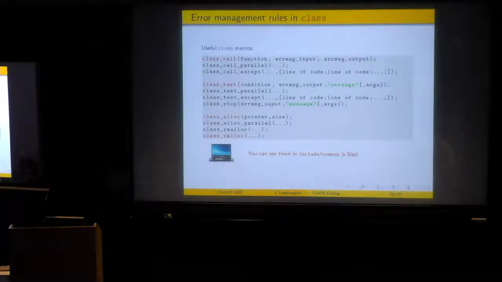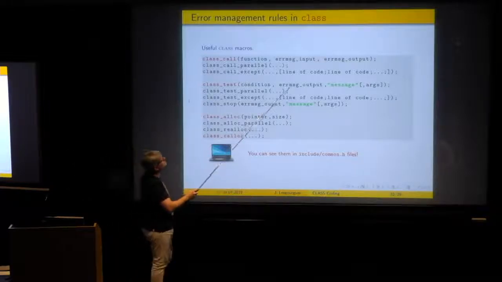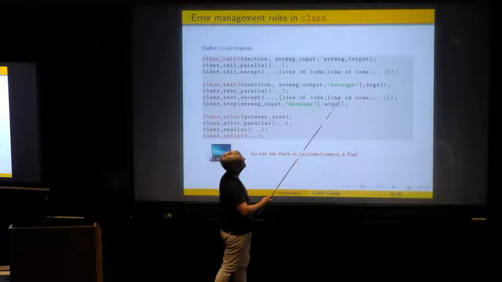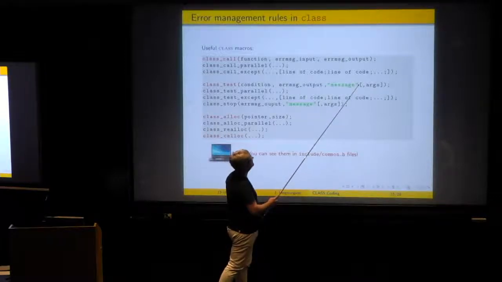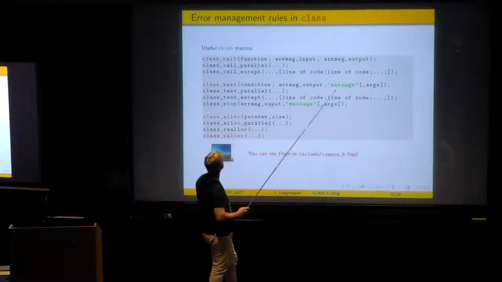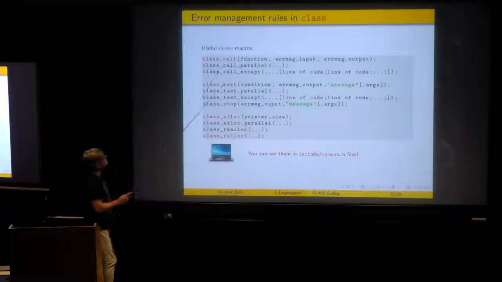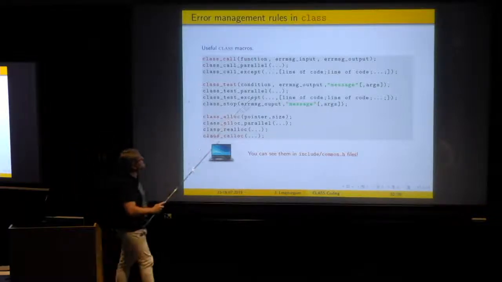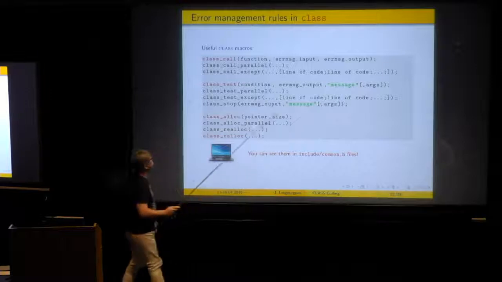Class test now. We already saw class tests. It has a condition, the error message, what you want to tell to your user or to yourself, and eventually some arguments to fill up numbers in this message. Similarly, class test cannot work in a parallel zone, so there is a class test parallel and a class test except with the lines of code.